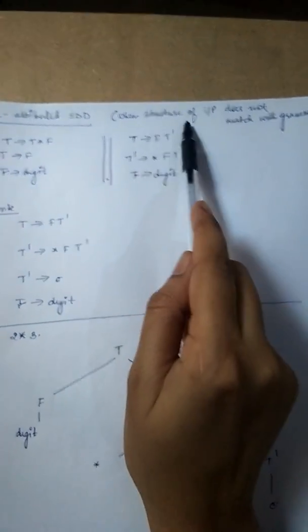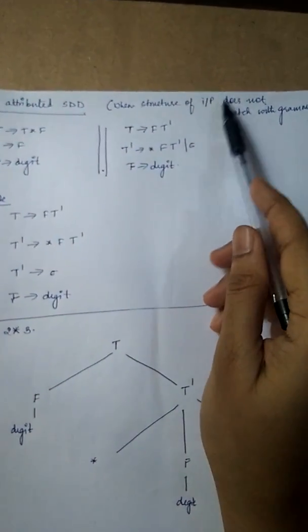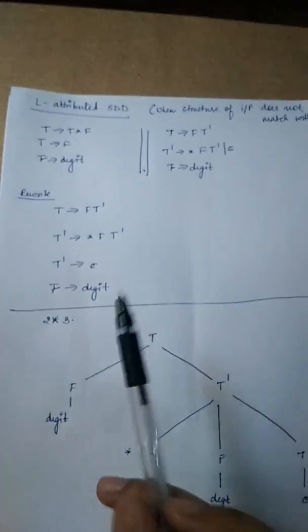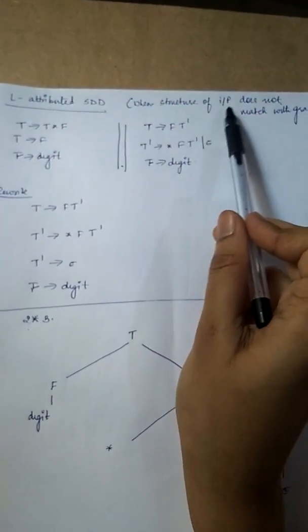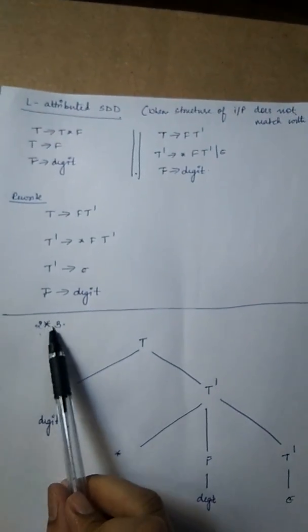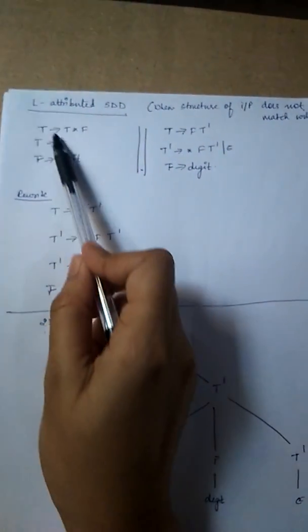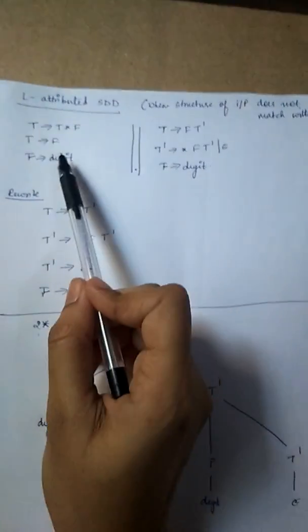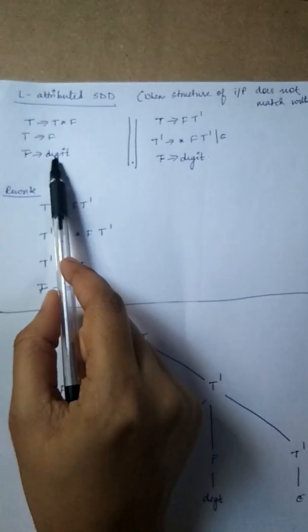Also I have mentioned a point over here saying that when the structure of the input does not match with the grammar, that is when we use L attributed SDD. The meaning of this is, let's take an input 2 star 3. So the structure of input is 2 star 3. It does not match with the grammar. Take this grammar. 2 star 3 matches with this grammar. Okay. But then this is not suitable for top down parsing.